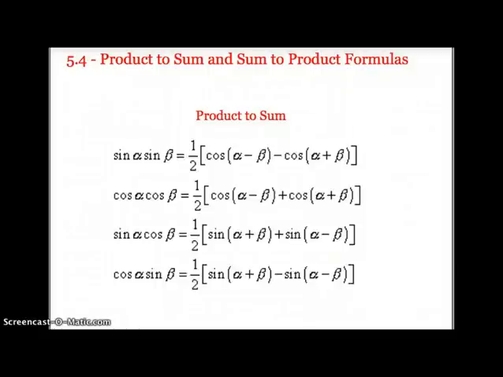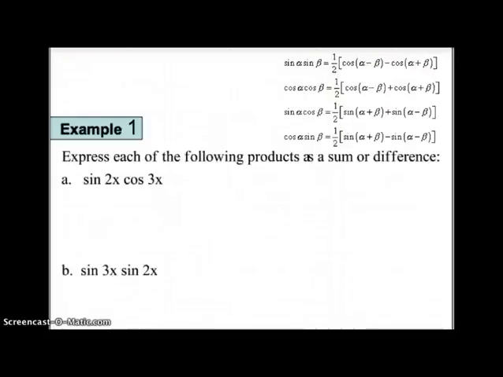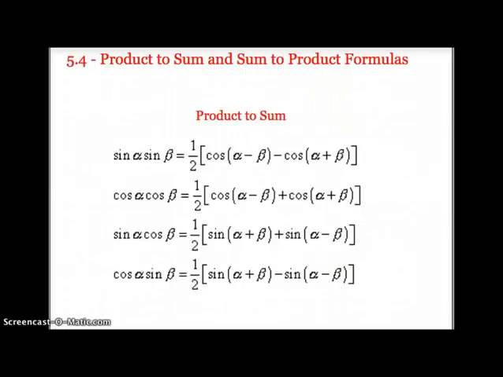So the first ones we're going to look at are product to sum. Taking a look at these formulas, this is going to take something that was a product and turn it into something that's a sum or a difference, but a difference can be written as a sum, of course. It basically breaks it up into two pieces. We're also going to see where we do the opposite. We take a sum and turn it into a product later in this video.